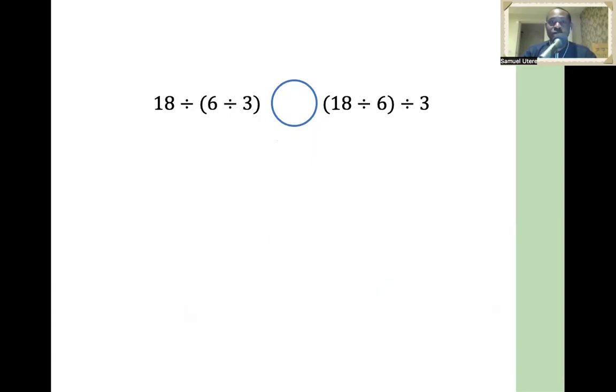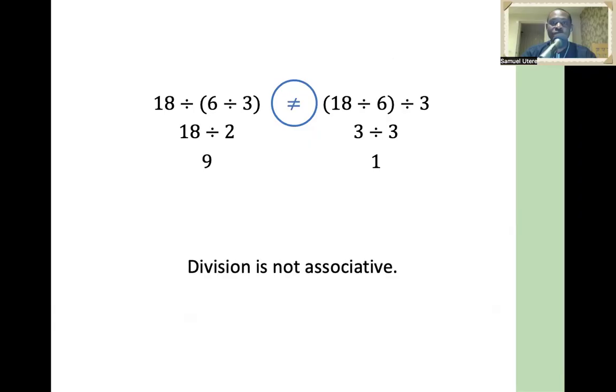When you see algebra problems, which you will do in the future, you should know that addition and multiplication are associative. But what about division? Do you think division will behave in the same way? Let's check it out. If we do it this way, it means this will be 18 divided by 2 because 6 divided by 3 is 2. And if we do it this way, it means 18 divided by 6 will be 3, but 3 divided by 3 is 1. So they're not equal. So division is not associative. So take note, the only operations that are associative are addition and multiplication.